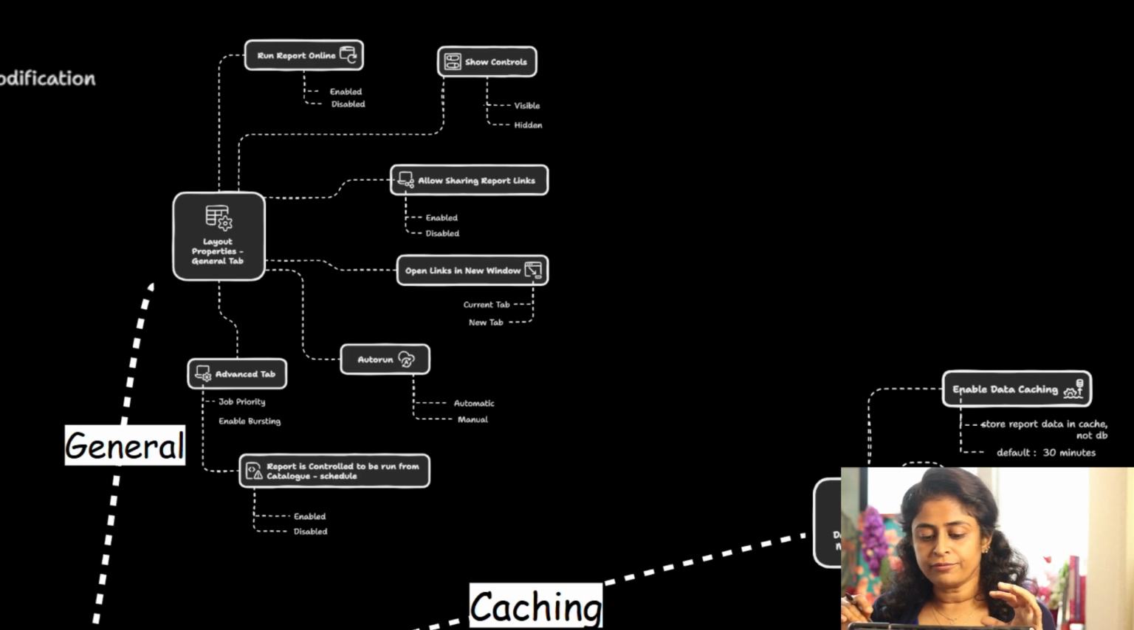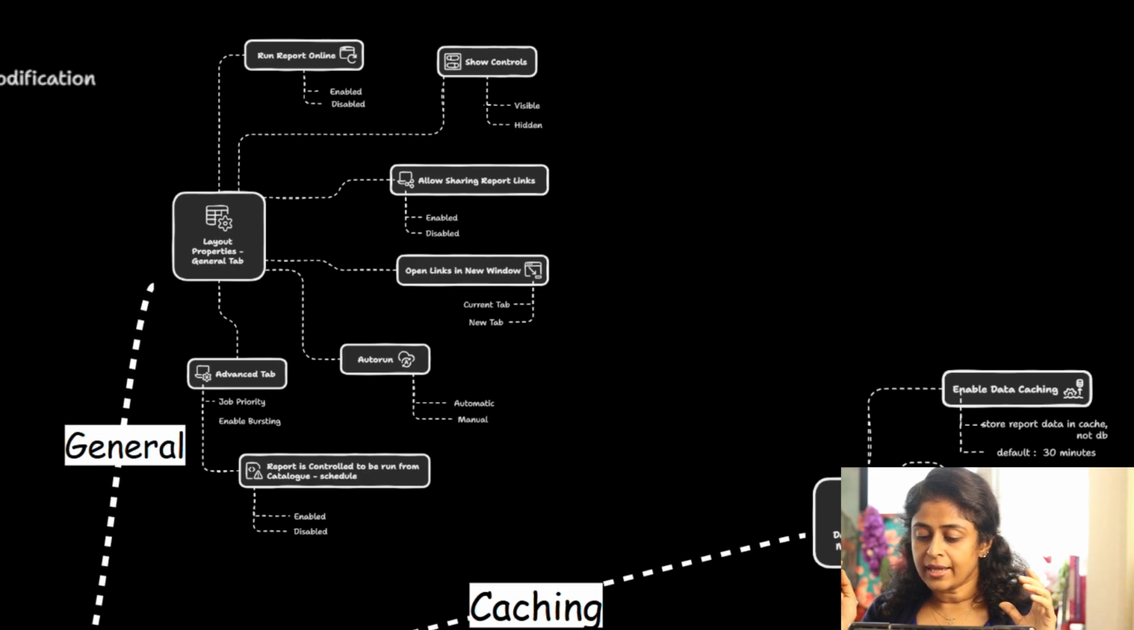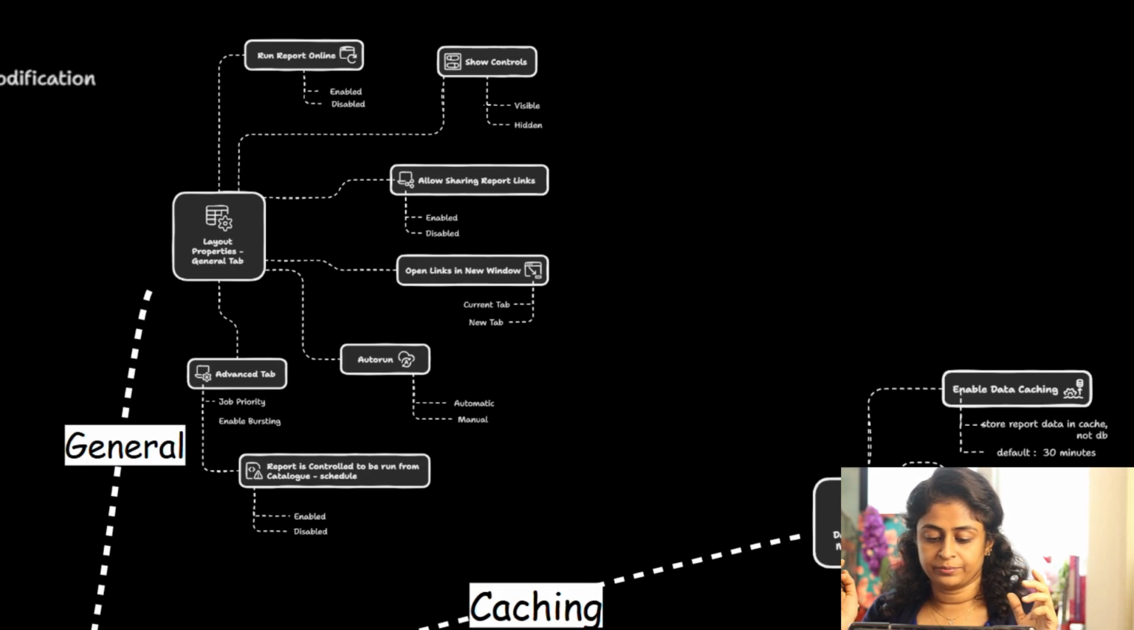Here is a powerful feature many overlook. Allow sharing report links. Enable this and users can generate direct URLs to share the specific report views. The auto run functionality is a real time saver. When you enable it, your report executes automatically when opened.